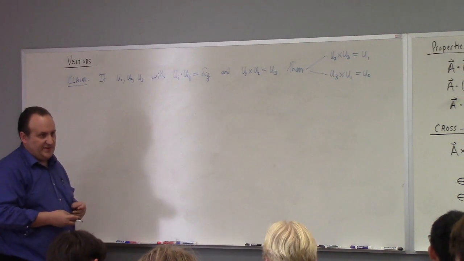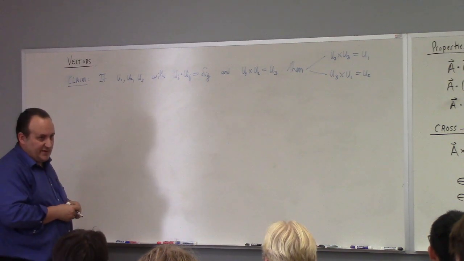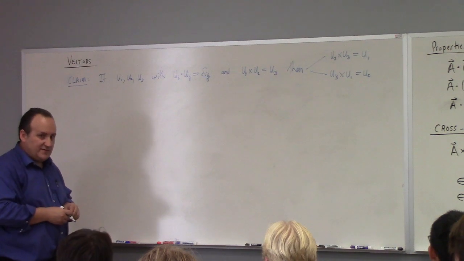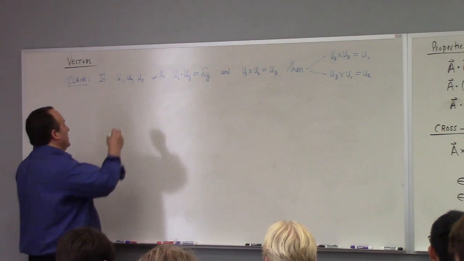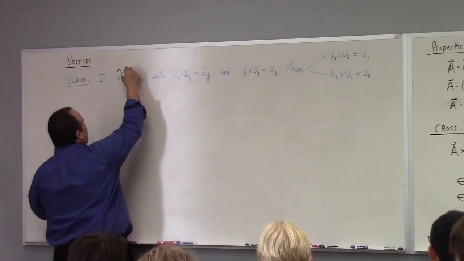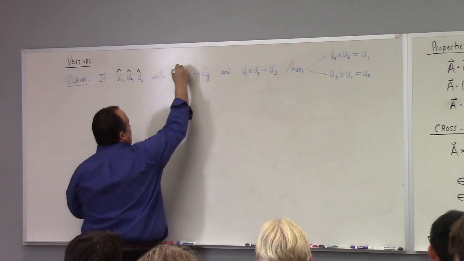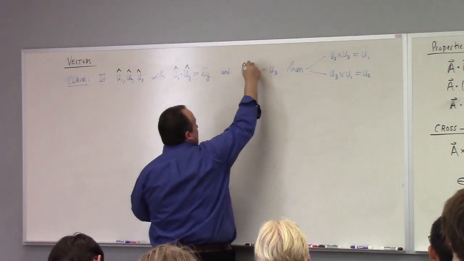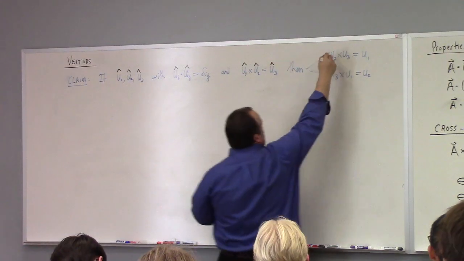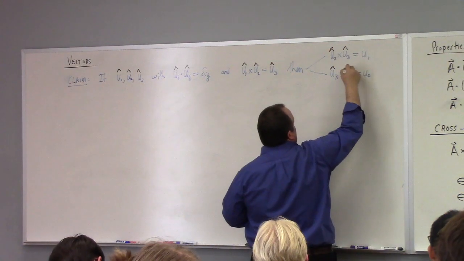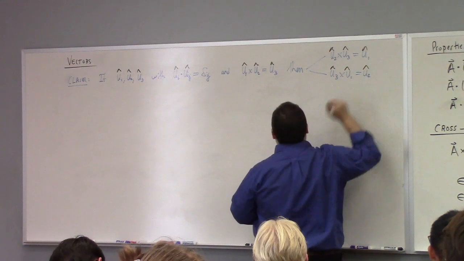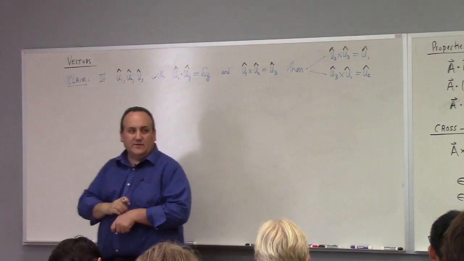Now, at this point, I feel like I'm in a physics class and there are things I have to do in here because we're in a physics class. And one of those things we have to do is draw hats on vectors. Otherwise, it's very bad. So, hat, hat, hat, hat. There we go. These are unit vectors after all.